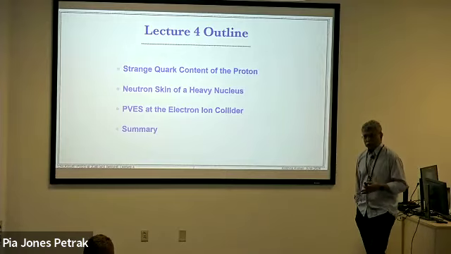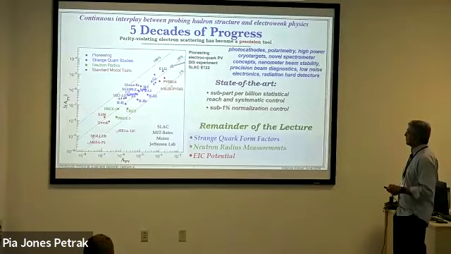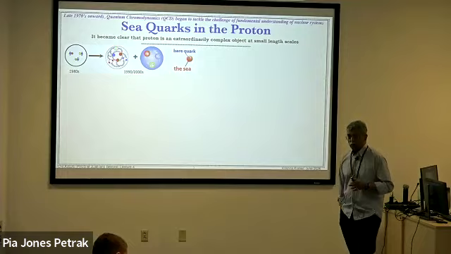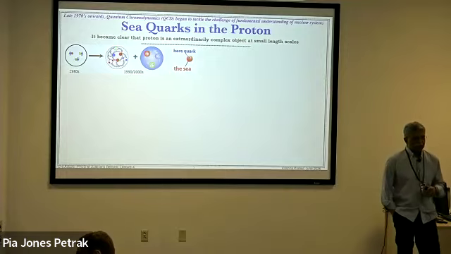So again, I show you this plot again, and now I'm going to talk about these experiments, the ones in blue and green here: strange quark form factors, neutron radius, and then not in this plot is the EIC potential. Okay, strange quarks. I'll give you a historical context for why these experiments got motivated in the 90s.